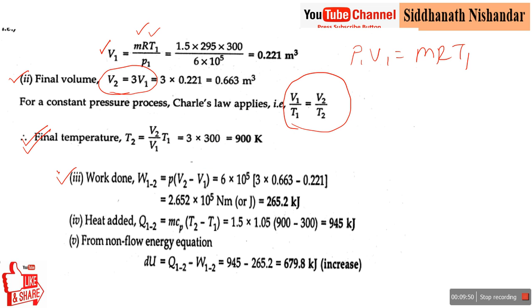Then work done for the isobaric process: two volumes are with us, pressure is there, so we use the relation work done is equal to P into dV.